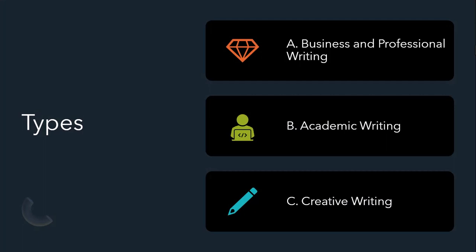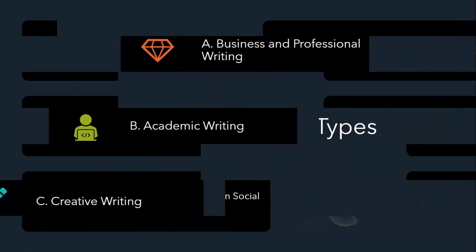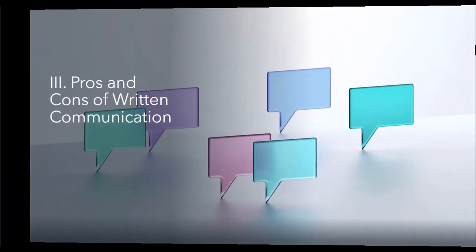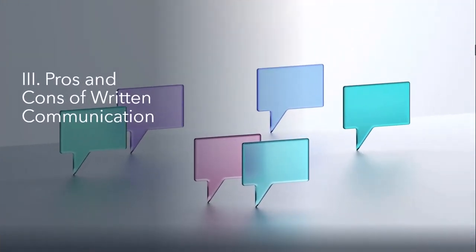A. Business and professional writing. B. Academic writing. C. Creative writing. D. Personal and informal writing. E. Digital and online writing. F. Written communication in social media. 3. Pros and cons of written communication.